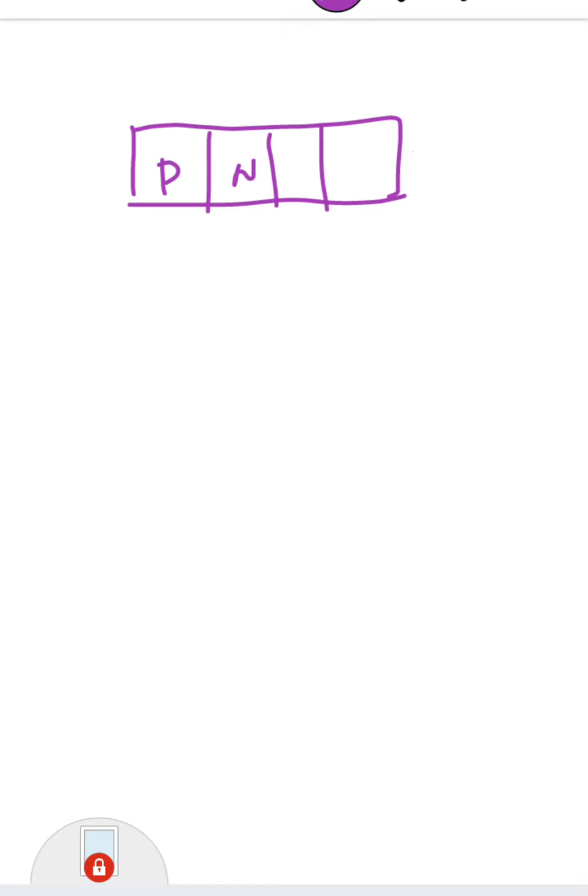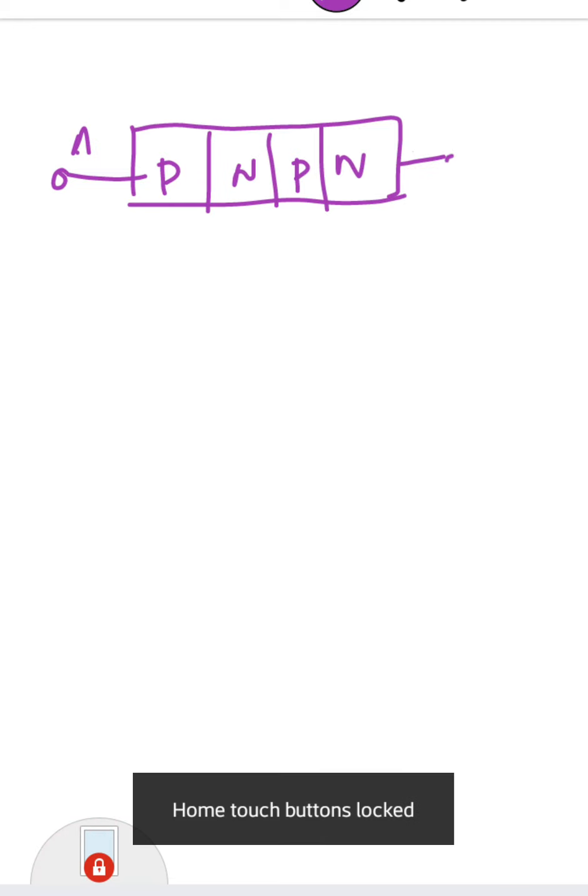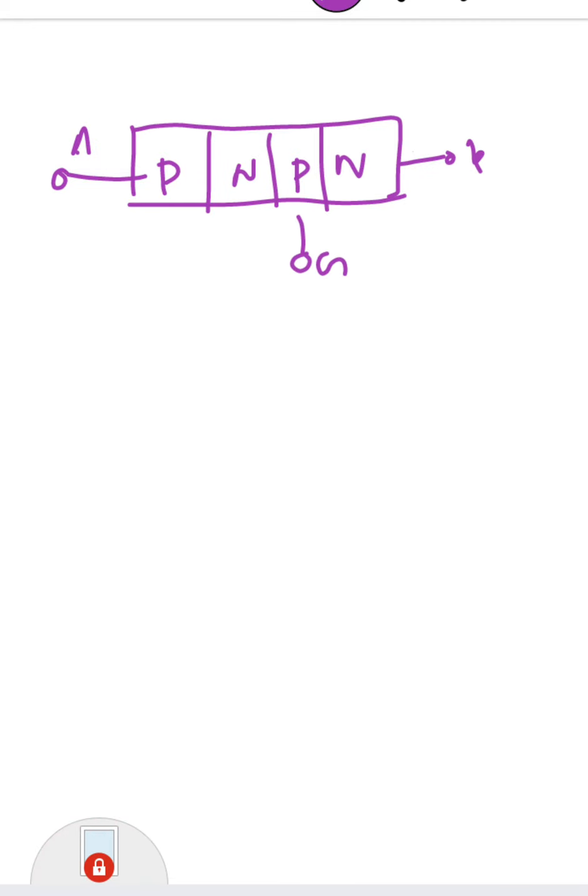Last class we have seen the structure of an SCR. Basically it's a PNPN device, 4 layers, 3 terminals: anode, cathode and gate. Anode and cathode are the power terminals and gate is called the controlling terminal.